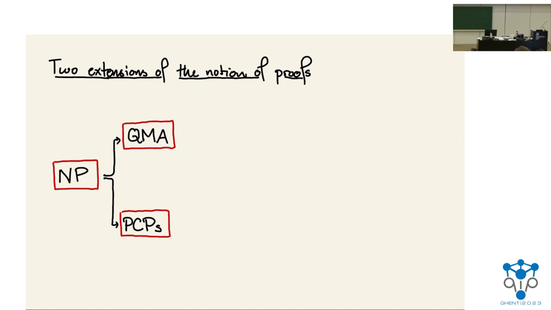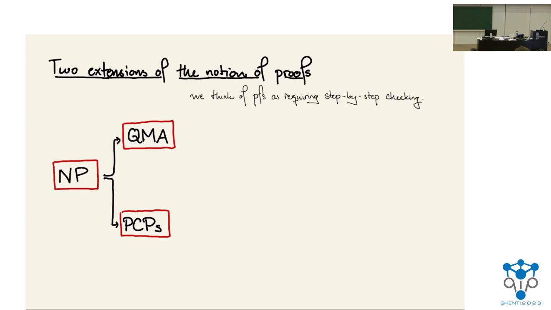That has happened since NP. Just a little historical context: NP and the notions of non-determinism trace back to the early 70s. QMA was proved to have ground states as this canonical proof in '99, and PCPs came about around the same time, in the late 90s.